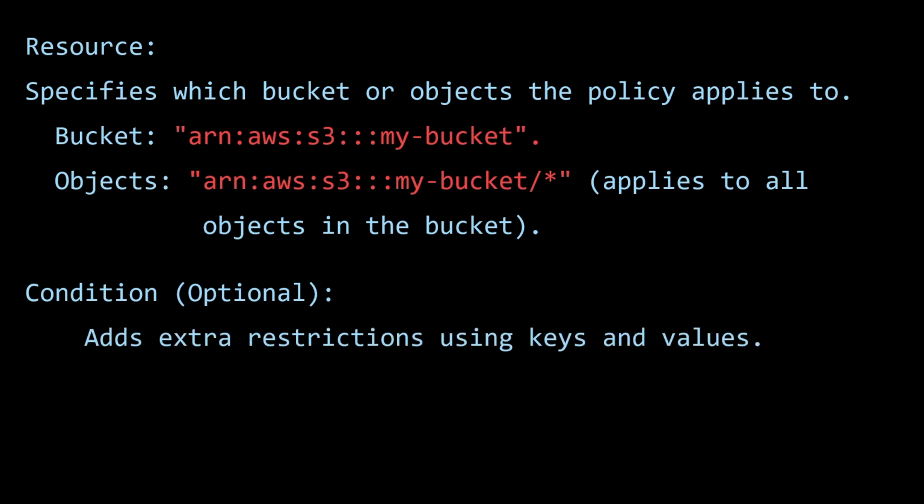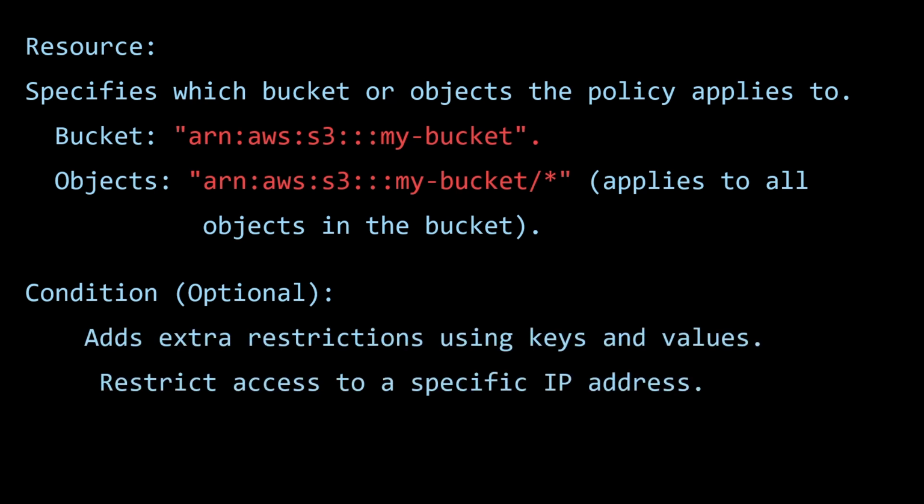Next is condition. This is optional. This adds extra restrictions using keys and values. As I already said, using bucket policies, you can restrict specific IP addresses, right? This is the place where you have to put that IP address. Using conditions, you can even enforce encryption during uploads. S3 objects are by default encrypted using S3 managed keys. But if you want objects that are uploaded to this bucket to be encrypted using KMS or any other encryption algorithms, then you can use this condition. Okay, that's all.